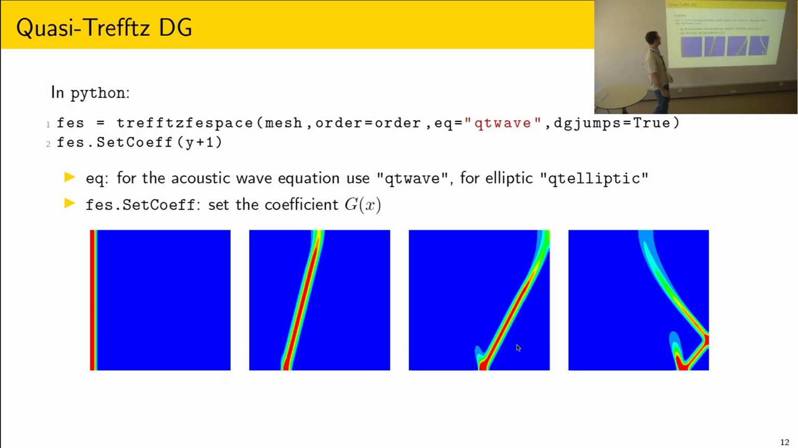So here are just some nice pictures on how we're going to use it. Same command, Trefftz FE space, but instead of asking for the equation for the wave equation, we are now just putting the quasi-Trefftz inside here. This will give us the quasi-Trefftz space functions. We then pass a varying coefficient, say y plus 1. And now we're solving the wave equation here with a changing wave speed, so with increasing wave speed in y direction.